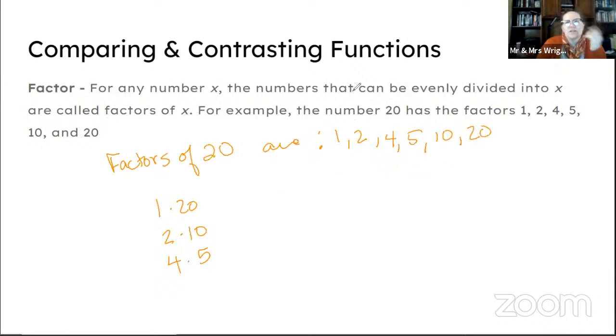And remember, we can do this with functions as well. X squared minus 8x plus 16 can be factored out to (x minus 4) squared. So x minus 4 is the only factor of x squared minus 8x plus 16.